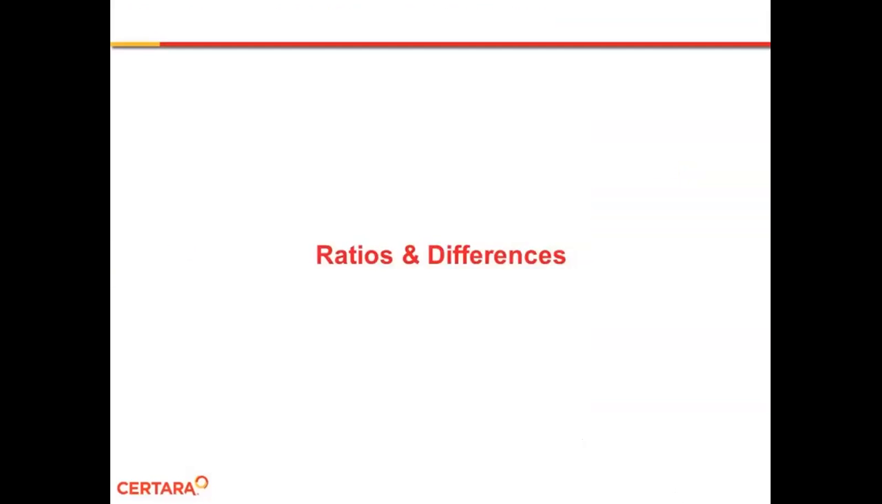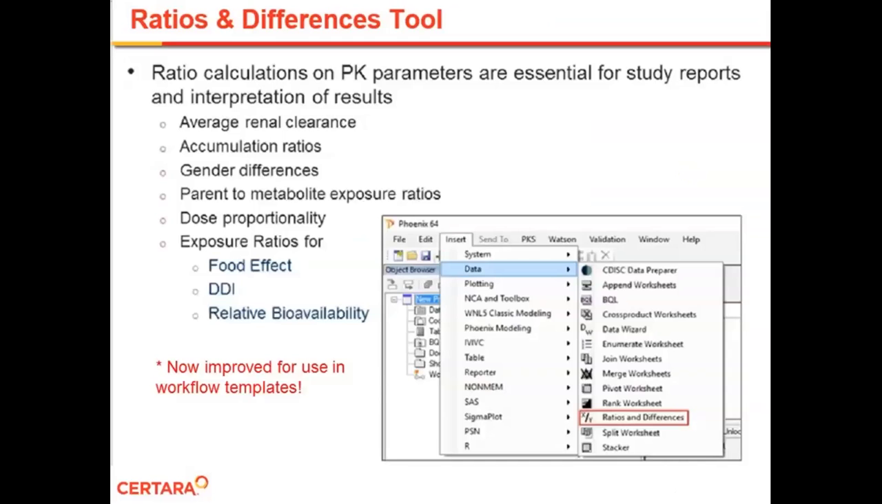Great. Thanks, Suzanne. The next feature I'd like to talk about from Phoenix 8.2 is the Ratios and Differences tool. The Ratios and Differences tool actually was added to Phoenix in 8.1. And what it does is it performs calculations on PK parameters, computing the ratios of these that are essential for study reports and interpretations of results.